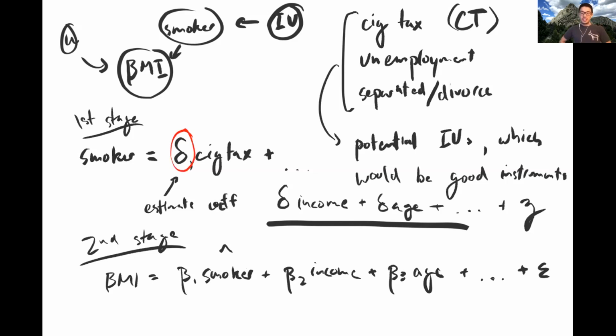Yeah, so you predict the smoker from your first stage. You plug everything in, and then you observe changes in smoker from your cigarette tax. I see. So is smoker hat equal to the equation from the first stage?